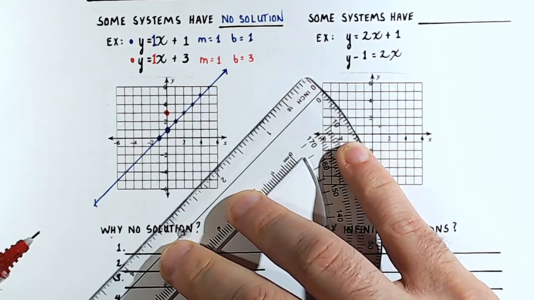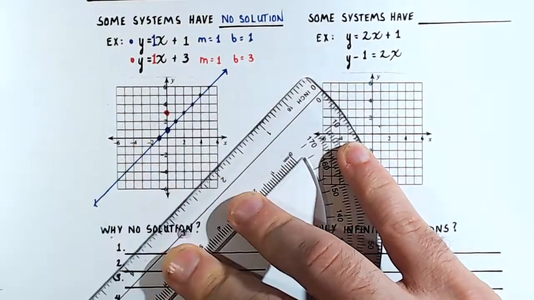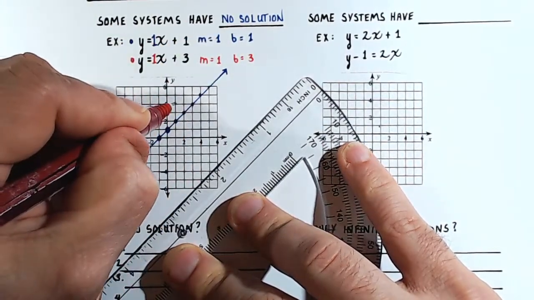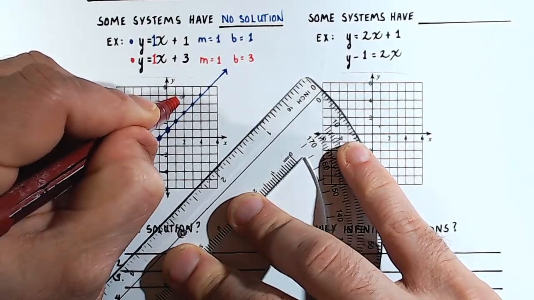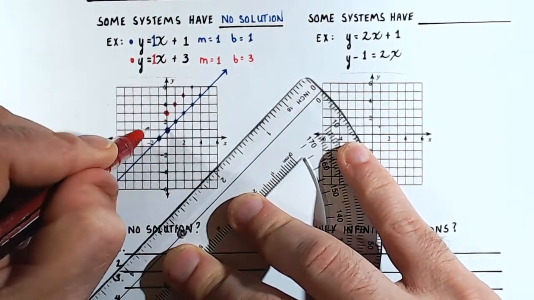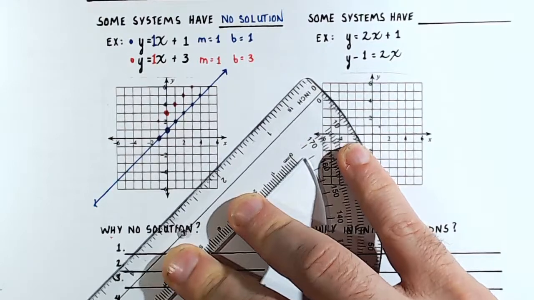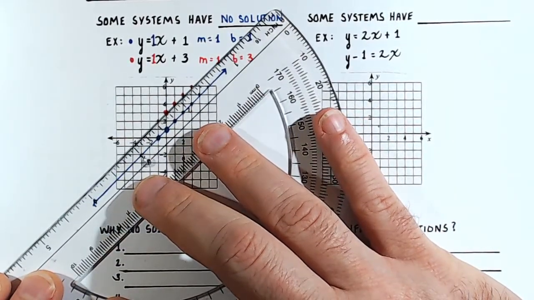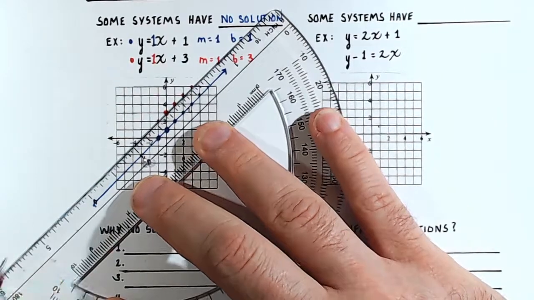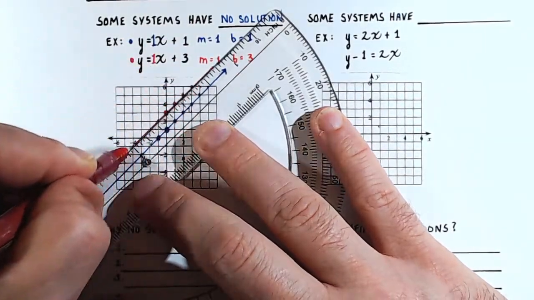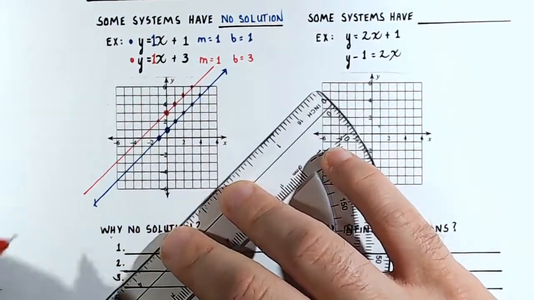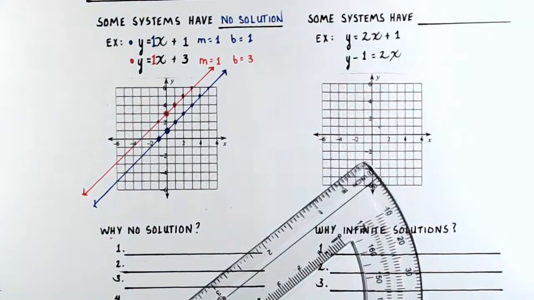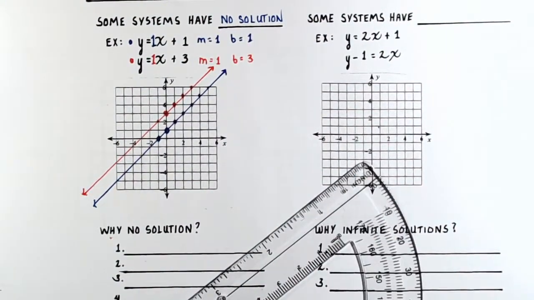And now let's graph. Here we have a slope of 1. So I go up 1 over 1, up 1 over 1. Like that. Ready to plot it in. Okay, so there's my second line. And I'm saying that this has no solutions.